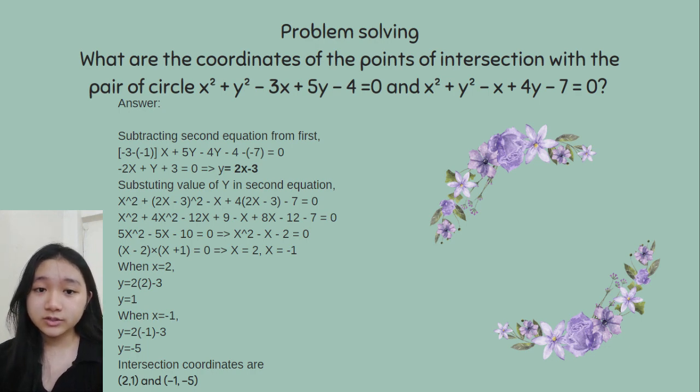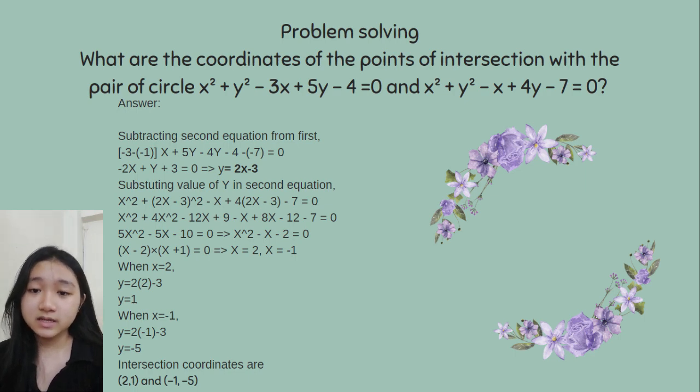The next question is, what are the coordinates of points of intersection with the pair of circles x squared plus y squared minus 3x plus 5y minus 4 equals to 0, and x squared plus y squared minus x plus 4y minus 7 equals to 0. First, we let the first circle be equation 1, and the second circle be equation 2.